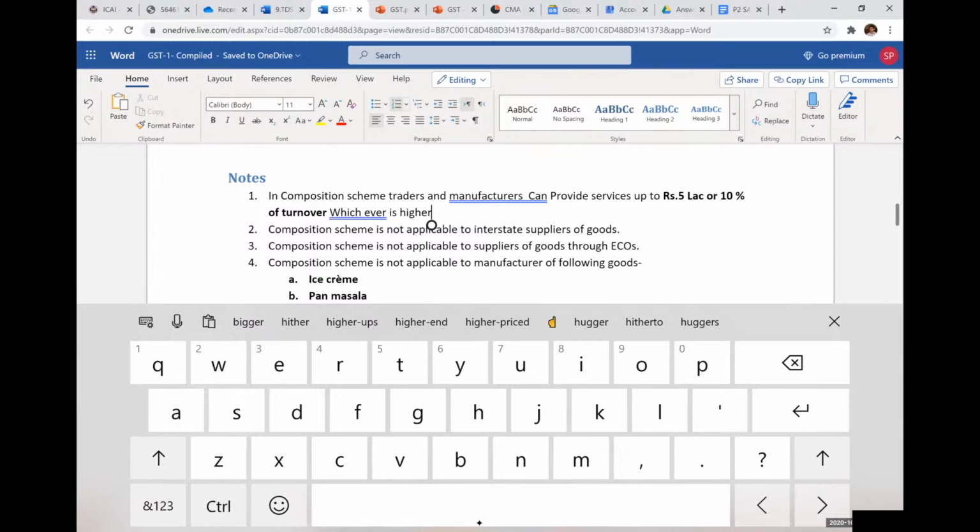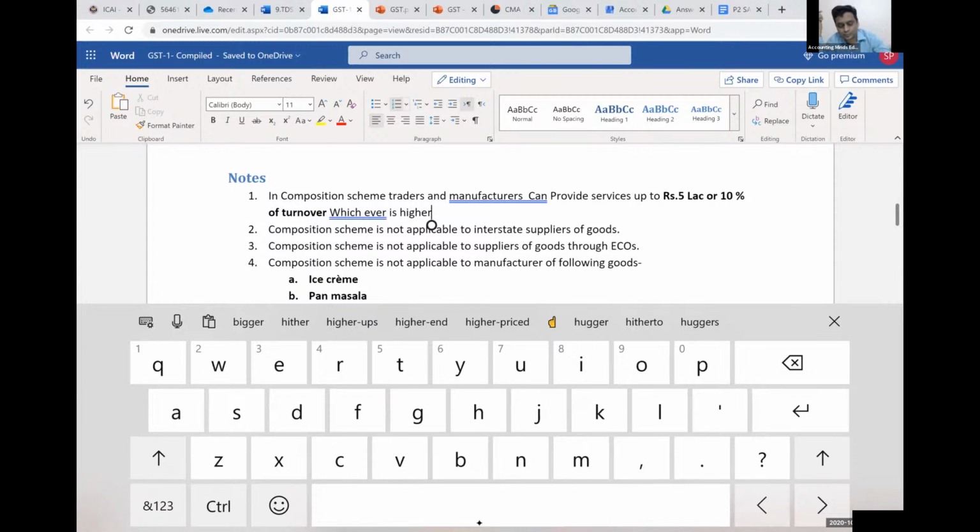Composition scheme is not applicable to interstate supplies of goods. So, my dear friends, if you are supplying interstate, then you can't opt for composition scheme. Next, composition scheme is not applicable to supplies of goods through ECOs. Amazon, Myntra. If you are supplying goods through ECOs, electronic commerce operators, online, if you are doing business online, then also a composition scheme is not applicable to you.